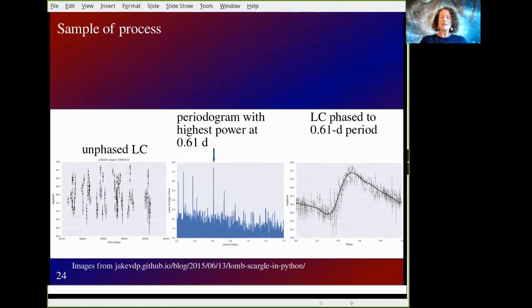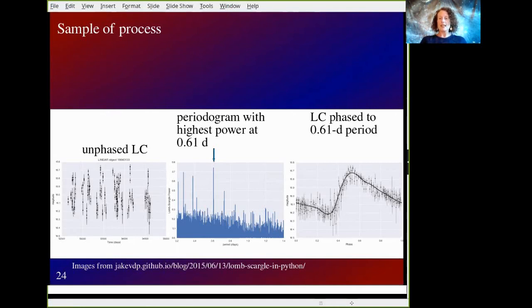So if we put this into the Lomb-Scargle periodogram function, we then get a periodogram like in the middle diagram. The middle has frequency across the x-axis, and then it has something akin to power on the y-axis. And as I've indicated there with the arrow, the periodogram peak with the highest power is at 0.61 days. So this would tell us that the most powerful frequency within the light curve data corresponds to 0.61 days. And now if we phase the light curve to a period of 0.61 days, we get the phased light curve like we see on the right.